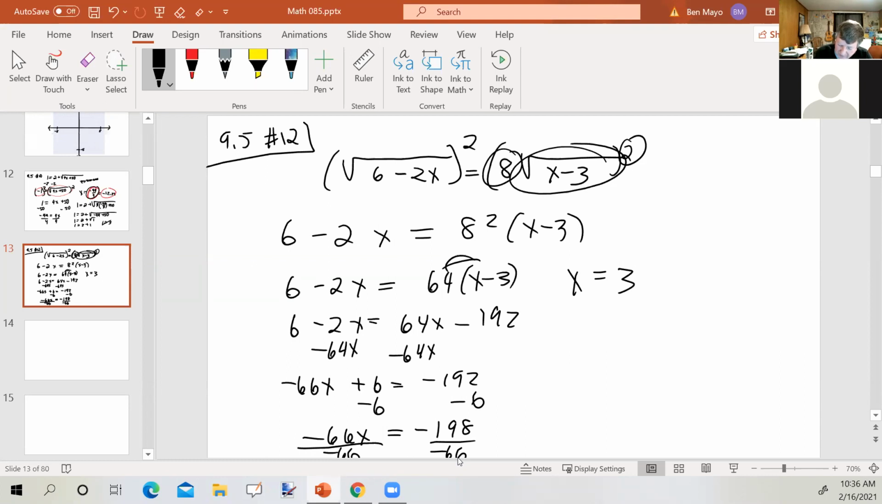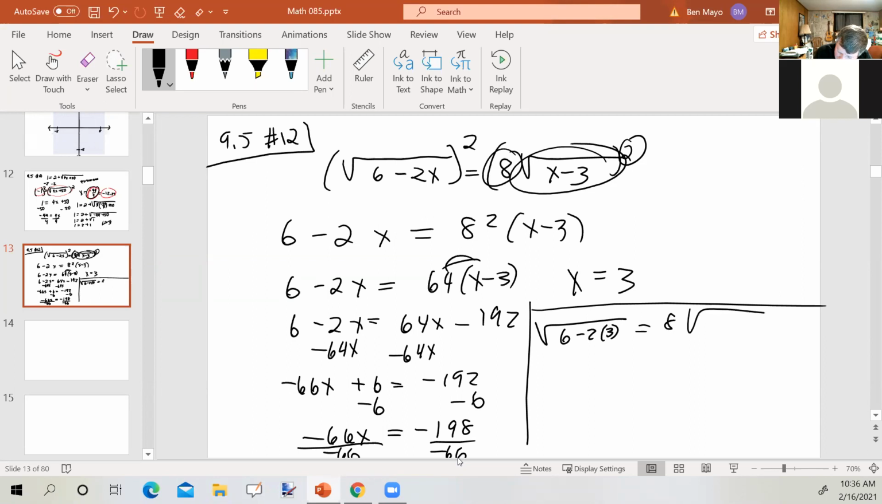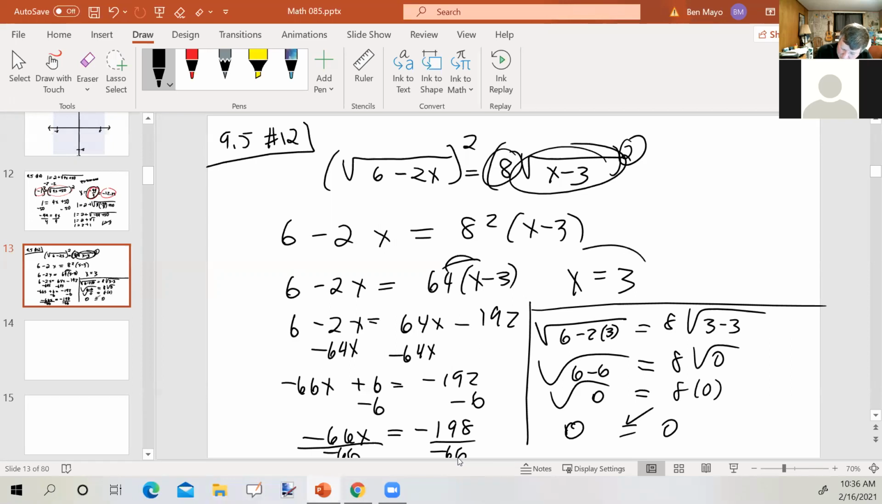And let's check that to see if that works. If x is 3, we get the square root of the quantity 6 minus 2 times 3 equals 8 times the square root of the quantity 3 minus 3. On the left side, we get the square root of 6 minus 6, which is the square root of 0, which is 0. On the right side, we get 8 times the square root of 0, which is 8 times 0, which is 0. So x equals 3 is a correct solution. It checks. Any questions on that before we go on?